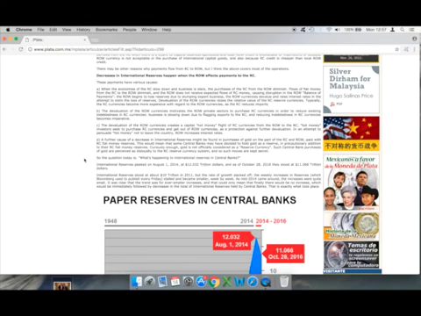A further cause of a decrease in international reserves might be found in purchases of gold on the part of the reserve currency or rest of world. Now I'll just pause there.